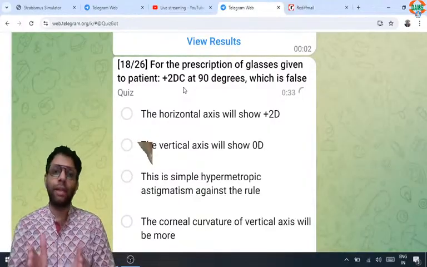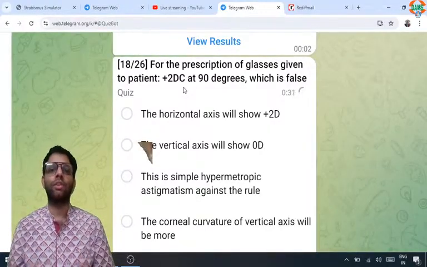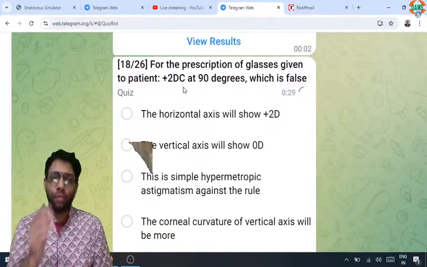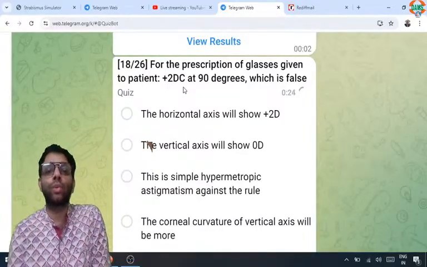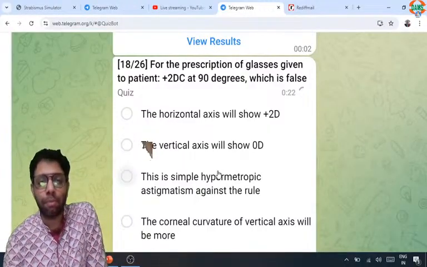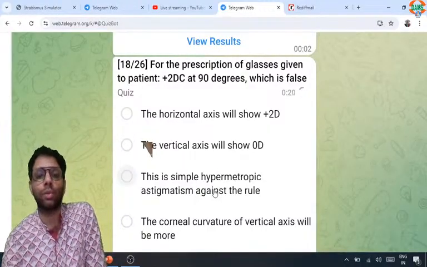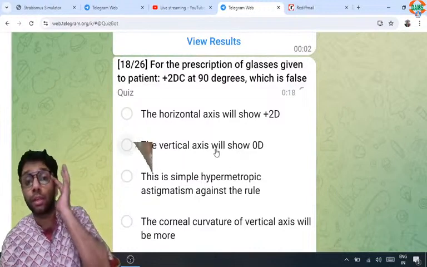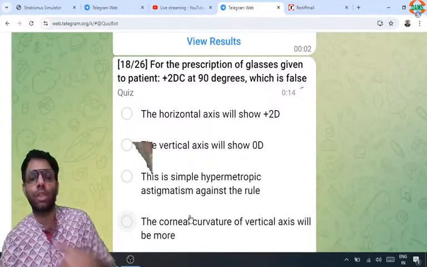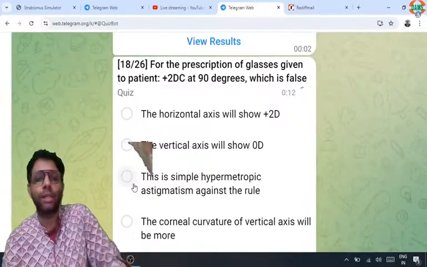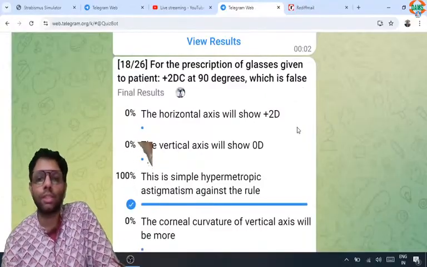And the more in front axis is the steeper axis. The cornea curvature of that axis is more. So the vertical axis is steeper because that is more in front. So that is known as with the rule astigmatism. So this is simple hypermetropic astigmatism with the rule, not against the rule. C is the answer. Vertical axis 0, horizontal plus 2, and the corneal curvature of the steeper axis is more. Steeper is the vertical axis. That is why it is known as with the rule astigmatism, not against the rule astigmatism.